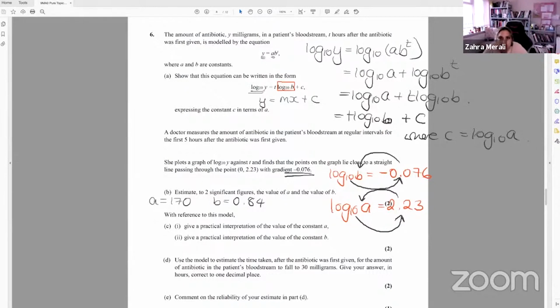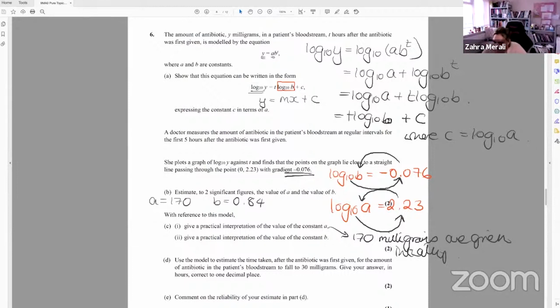Now, what are we talking about? We're talking about hours after the antibiotic. So at 0 hours after the antibiotic is given, there's 170 milligrams. So that just means A, 170 milligrams are given initially. Or at the beginning, the patient's given this much. However you want to word it, but you've got to use the context of the question.